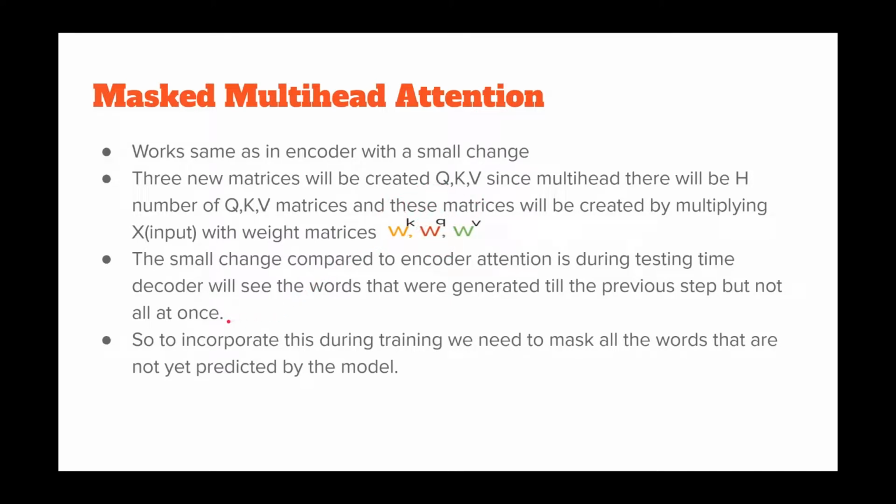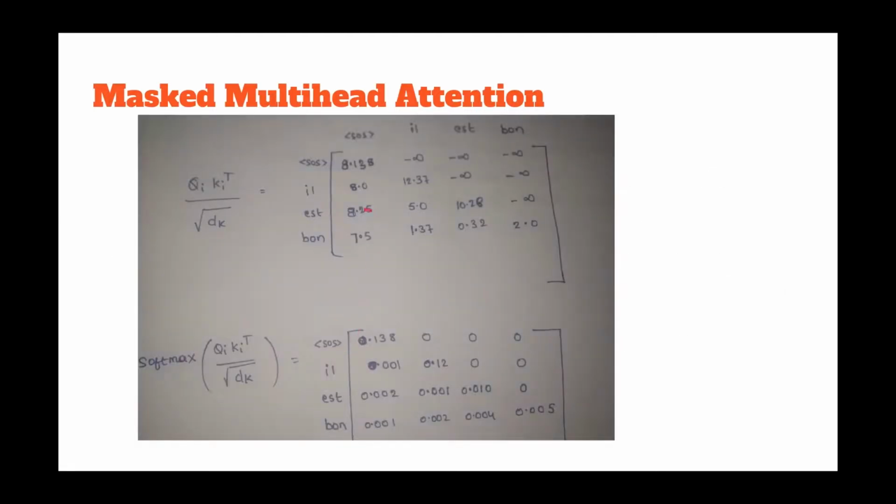But there is a small change compared to encoder attention: during testing time, the decoder will see the words that were generated till the previous step, but not all at once. So in order to incorporate this during training, we need to mask all the words that are not yet predicted by the model. Let's take an example. We do the dot product between Q and K matrices divided by root of dk, and let's say we got this matrix.